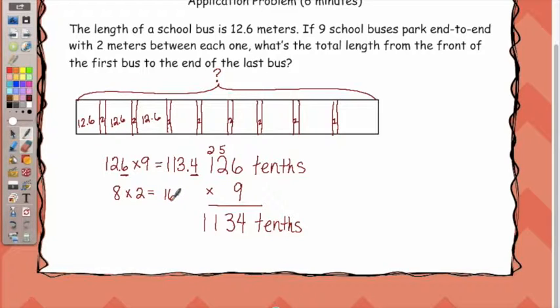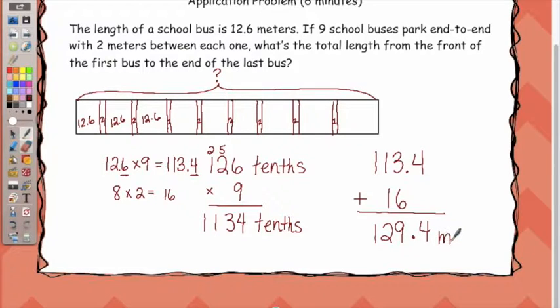Now here's what they want you to do. They want you to mess up when you add these together. So over to the side, I want you to do 113.4 plus 16. Where do I write my 6? Under the 3, in the ones place. Can we add a 0 to the end? Sure can. So the total length from the beginning of the first bus to the end of the last bus is what? 129.4 meters, okay?